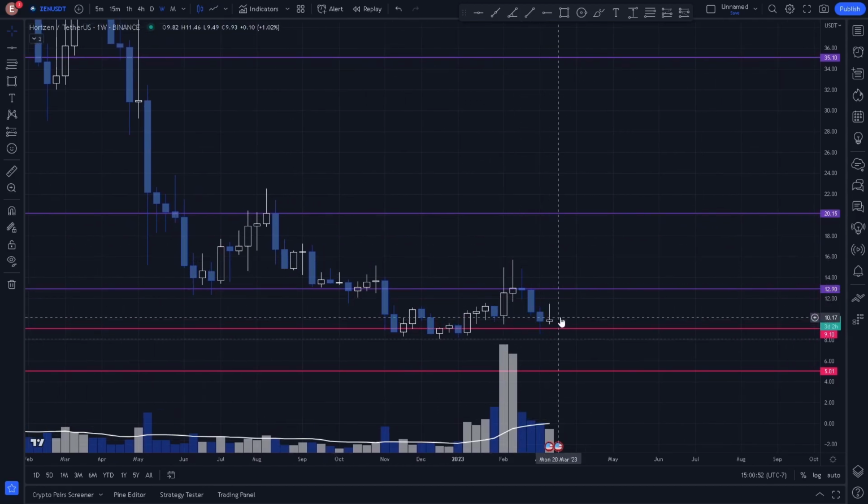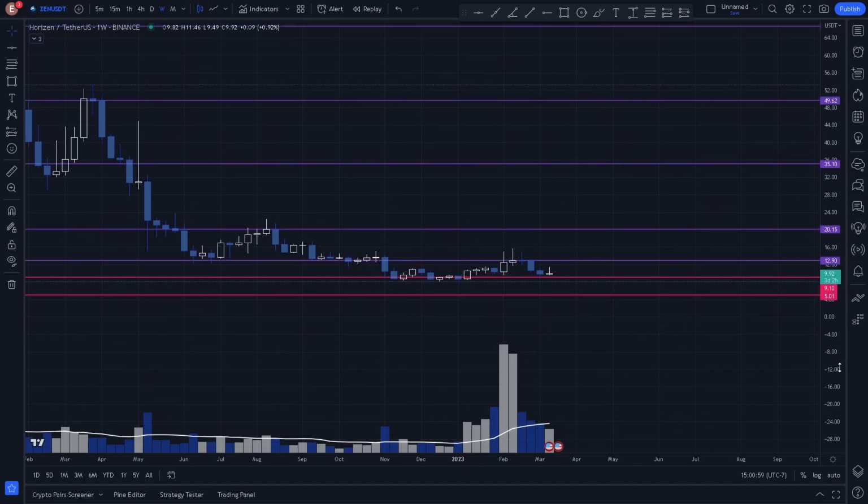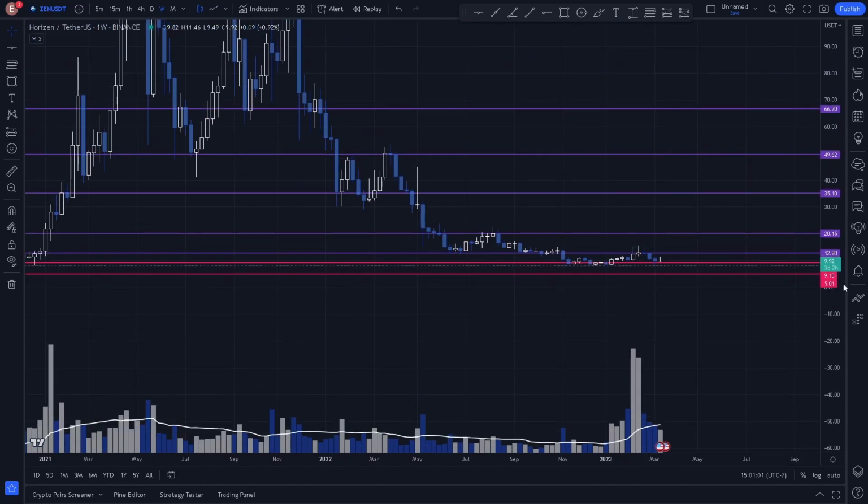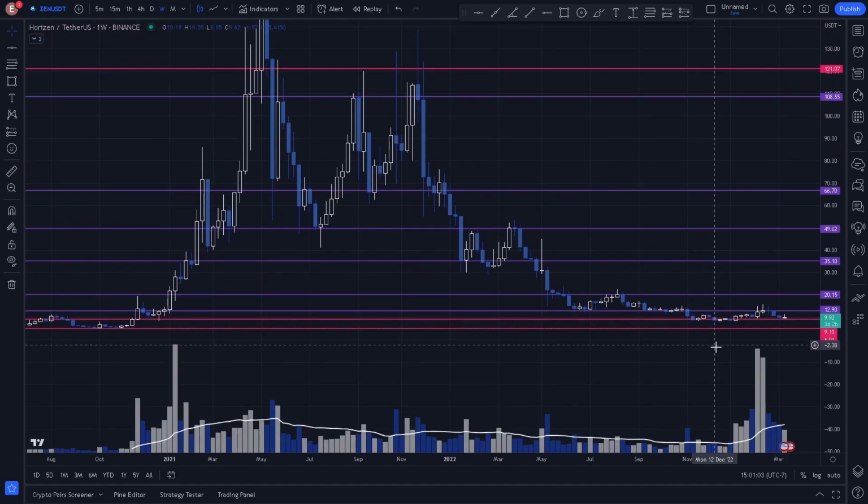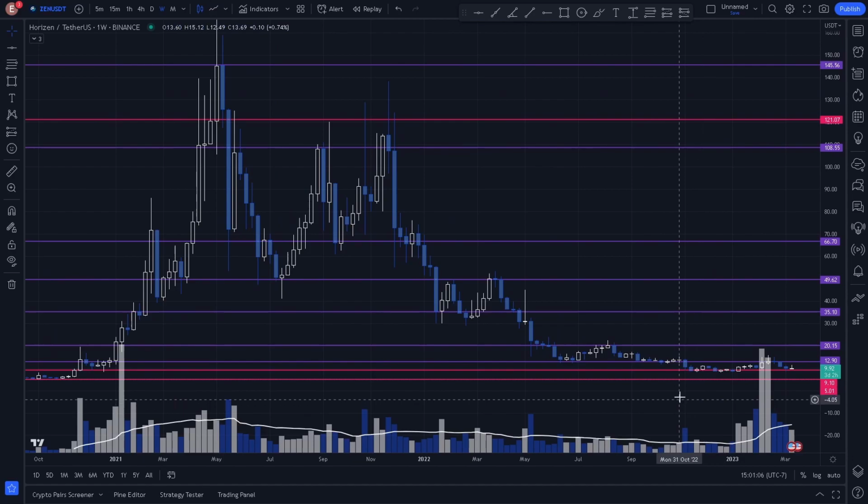So, if price reverses from this level and continues on up, we'll expect to see reactions from all these key levels plotted on the chart. So, those are all the key levels plotted.